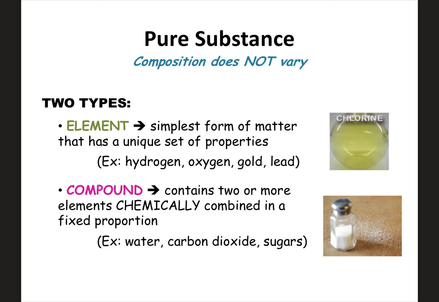So compounds are chemically combined in a specific ratio, a fixed proportion. Carbon dioxide is another example of a compound, CO2, 1 carbon for every 2 oxygen. You might have heard of glucose, C6H12O6. There's a specific amount of each of them, right? So you definitely need to know the difference between mixtures and compounds with examples. Elements and compounds are pure substances. Their composition does not vary.